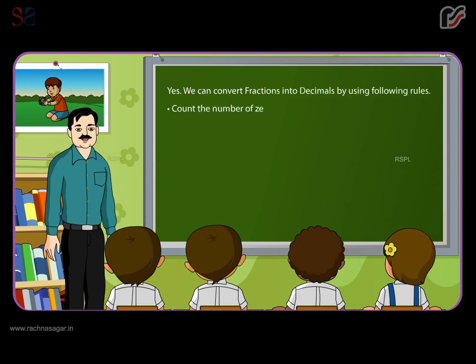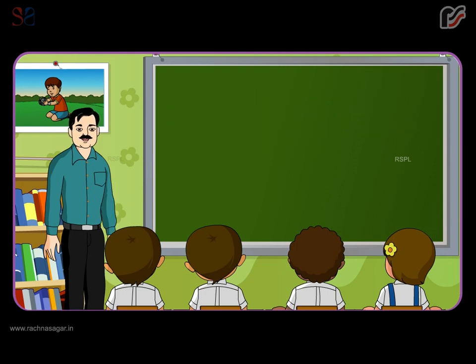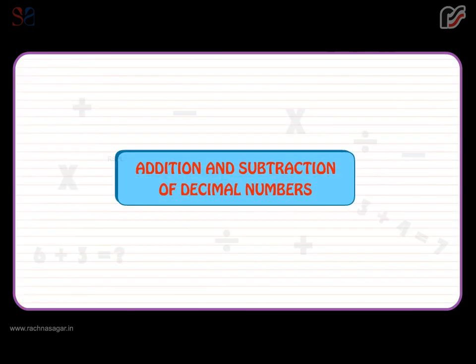Count the number of zeros following 1 in the denominator. Count the equal number of places in the numerator starting from 1's digit, then place the decimal. For example, 819 by 100 is equal to 8.19. 6007 by 1000 is equal to 6.007.